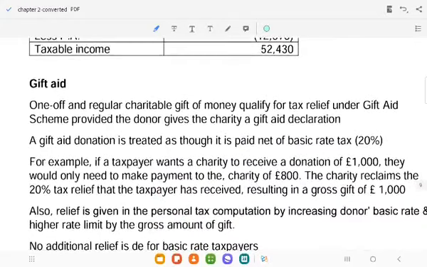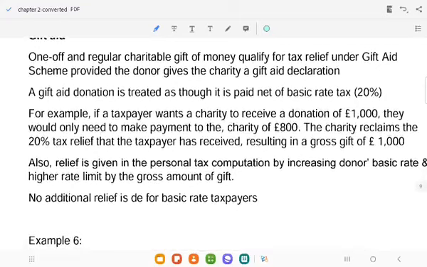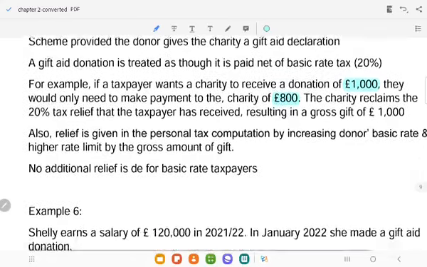Now, it is about Gift Aid donation. One-off and regular charitable gifts of money qualify for tax relief under the Gift Aid scheme, but it is necessary that the donor gives the charity a Gift Aid declaration. A Gift Aid donation is treated as though it is paid net of basic rate tax. Means if you are willing to give £1,000, you have to pay 80% of that. Means you have to pay 800 as an individual taxpayer, and the remaining 20% would be paid by the tax authorities on your behalf.